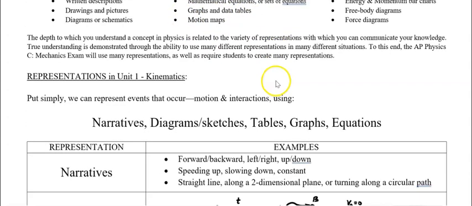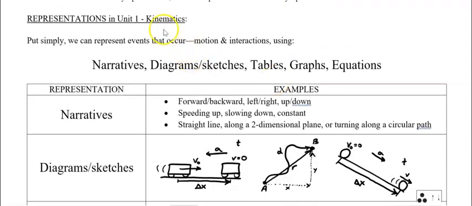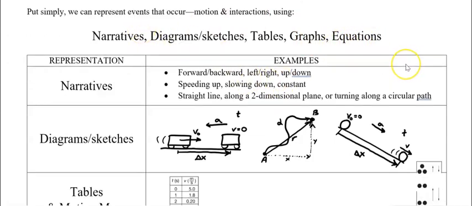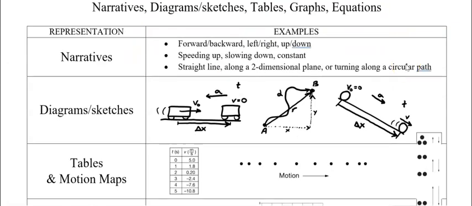So let's look now at Unit 1. So put simply, what are we going to do? We're going to be looking at narratives. We're going to be diagramming or sketching a motion or interaction. We'll look at how tables are involved, graphs, and equations or math. Okay, so what are each of these different representations going to be, or how are they going to take form?